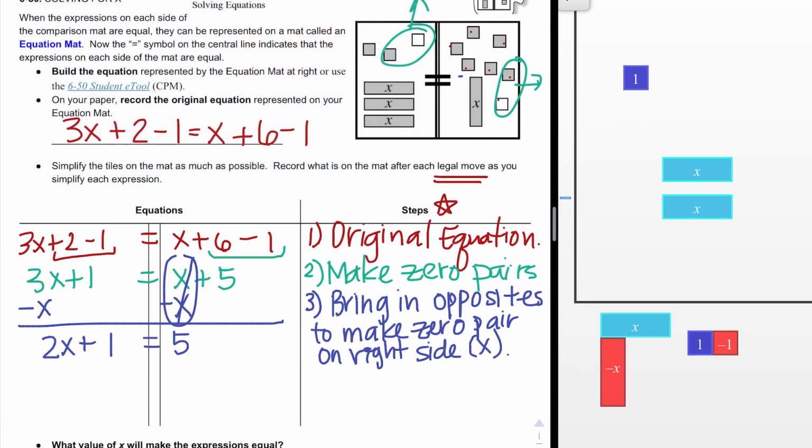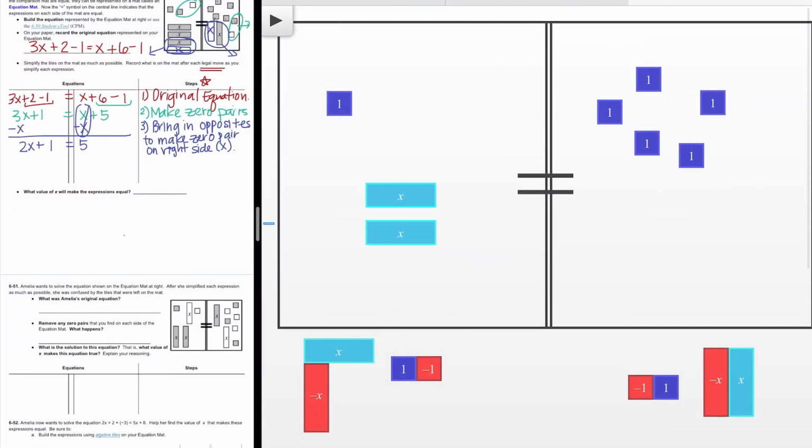What I brought in was 1 negative x on the right side, just so that I can get rid of all the x's on the right side, and brought in another negative x on the left side to make sure it's balanced. I need to bring in identical things. If I bring in one side, I have to give it to the other side so that way they stay balanced. Okay, so that's what I did in my next step. And now I'm left with 2x and 1. And here it is, 2x and 1. Okay, and then I have 5 ones on the right.